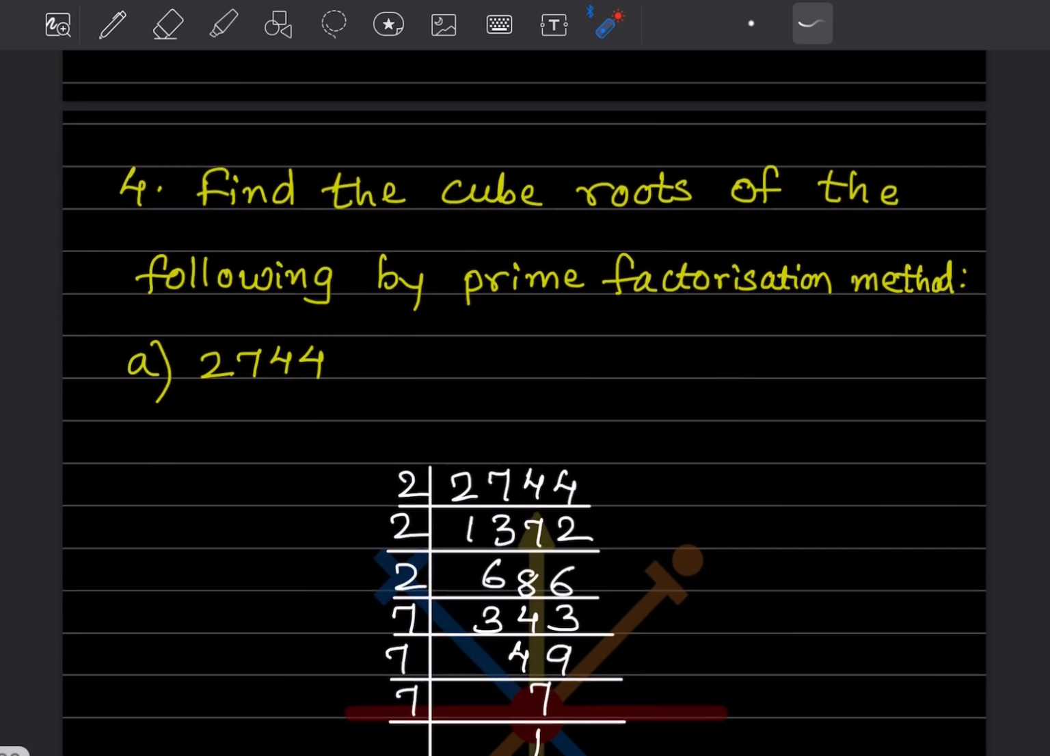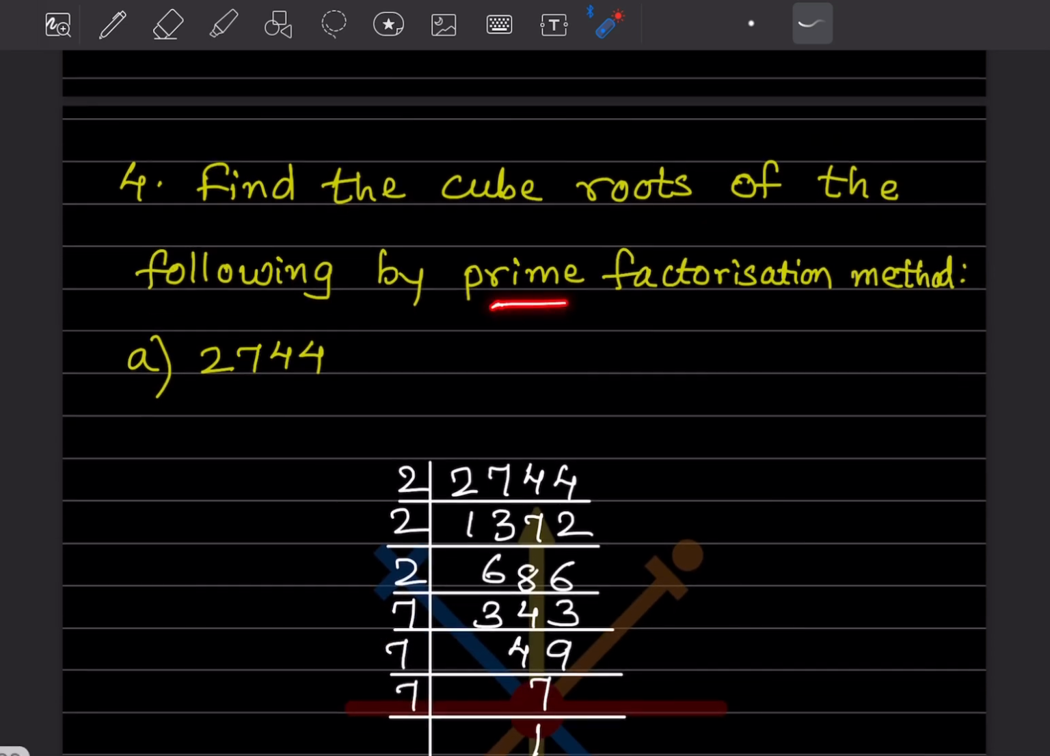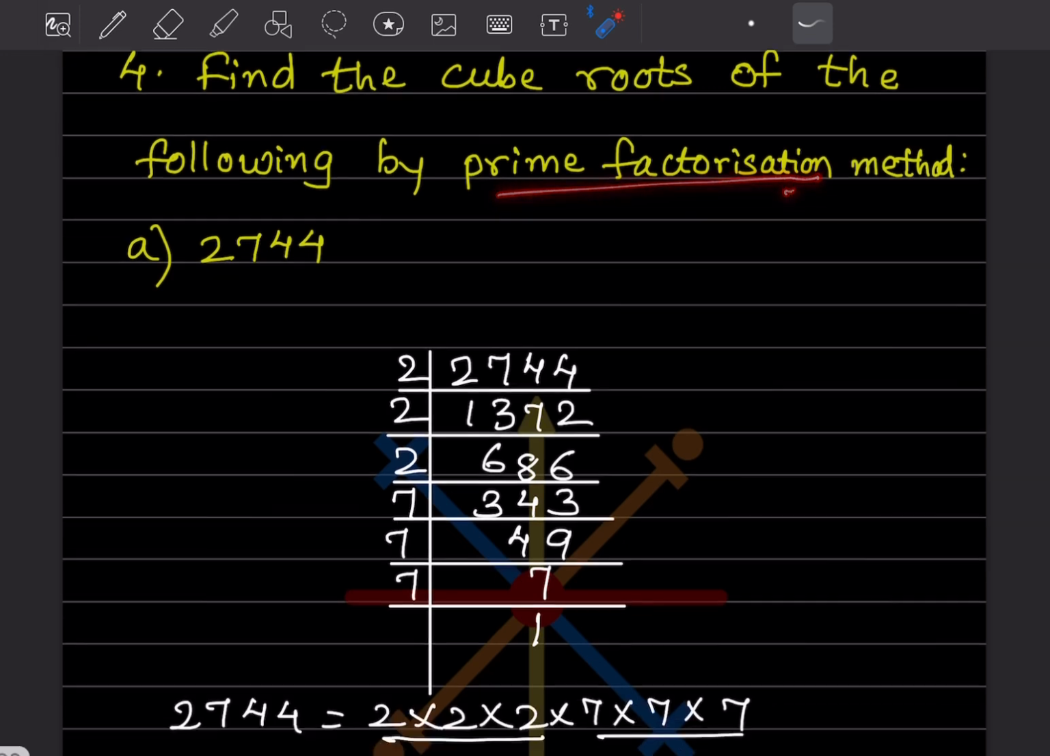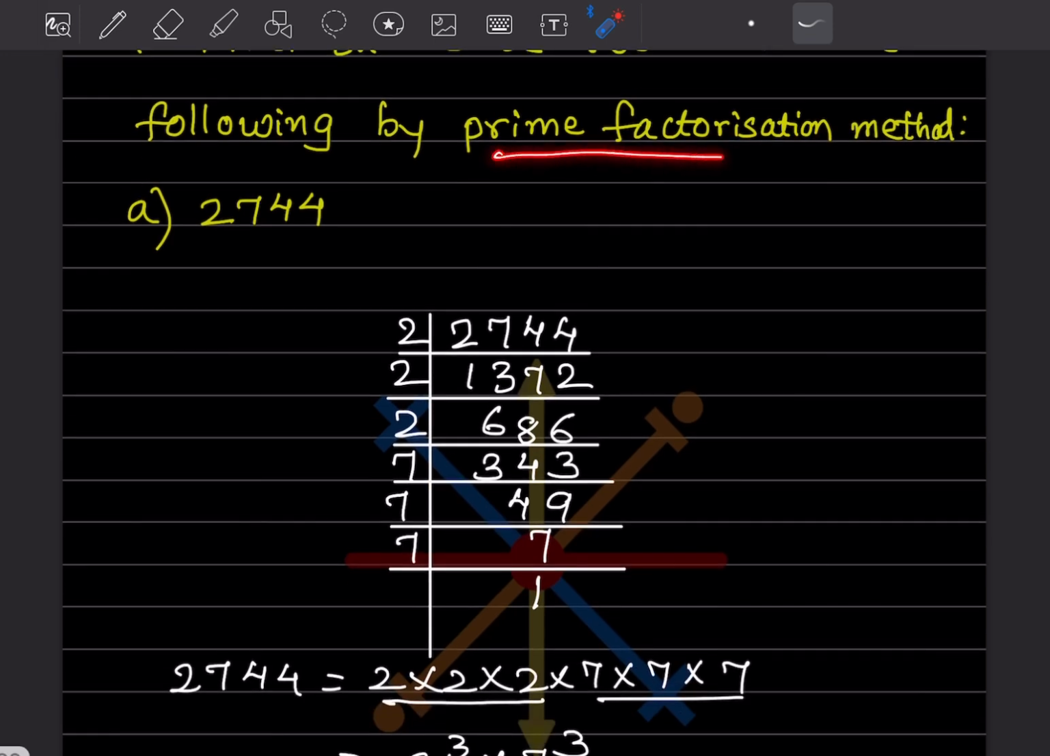So now here, find the cube roots of the following by the prime factorization method. Whenever they mention a specific method, we have to find it by that method only and not another one. So you know the prime factorization method, we have done it many times. So 2744: in prime factorization, we cannot jump over to a bigger number, always go with 2, and if not, then 3, 4, and so on. So here 2 is possible. Why? Because the unit place is an even number.